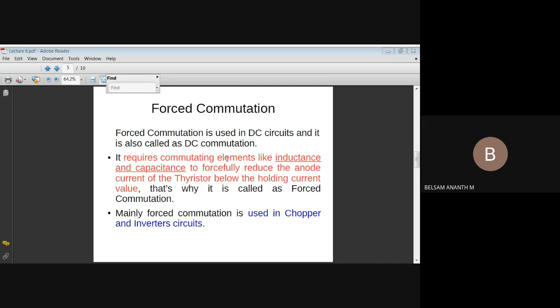Maybe this application may be used in choppers and inverters. You all know about choppers, right? Fixed DC to variable DC. I think you learned all these things in your SSDC. Anyhow, in the later part we'll have a discussion on the choppers and the multi-variable devices.